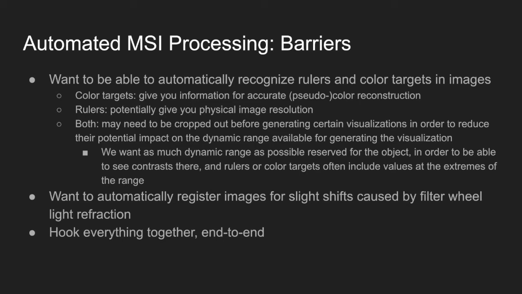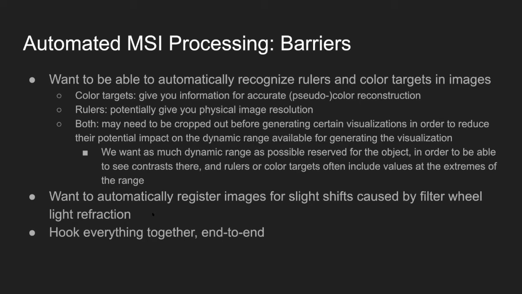And rulers can also contribute to this if there's a spectral reflectance or kind of sparkling if it's a metallic ruler. So those can include values at the extremes of the range that you're trying to map into for your visualization. Sorry, I got a cough a little bit.